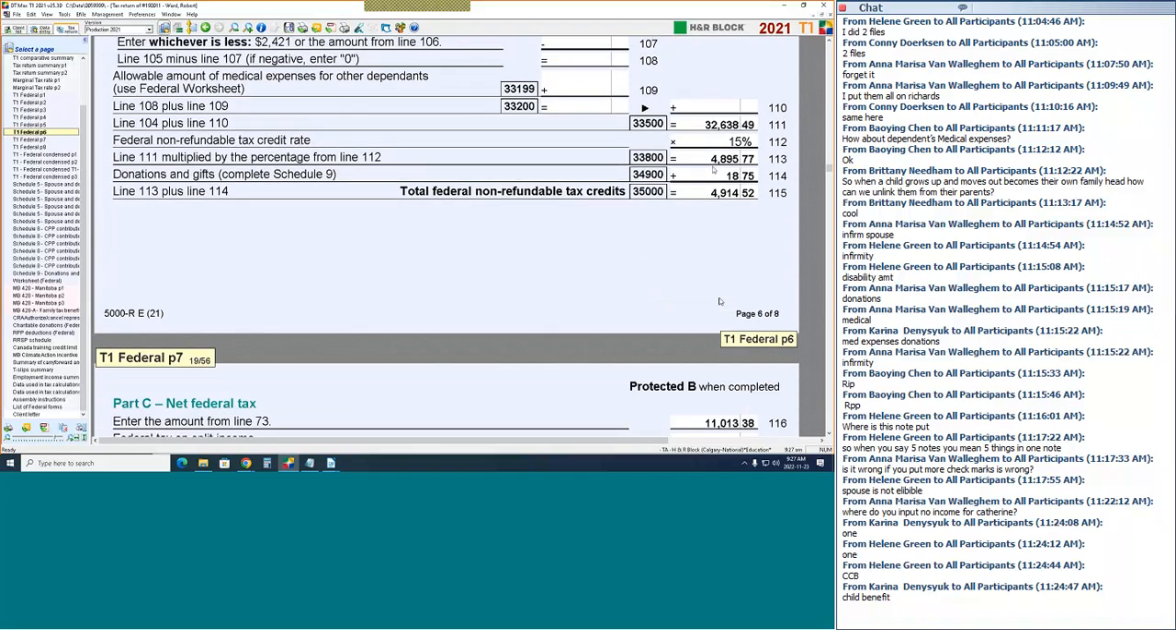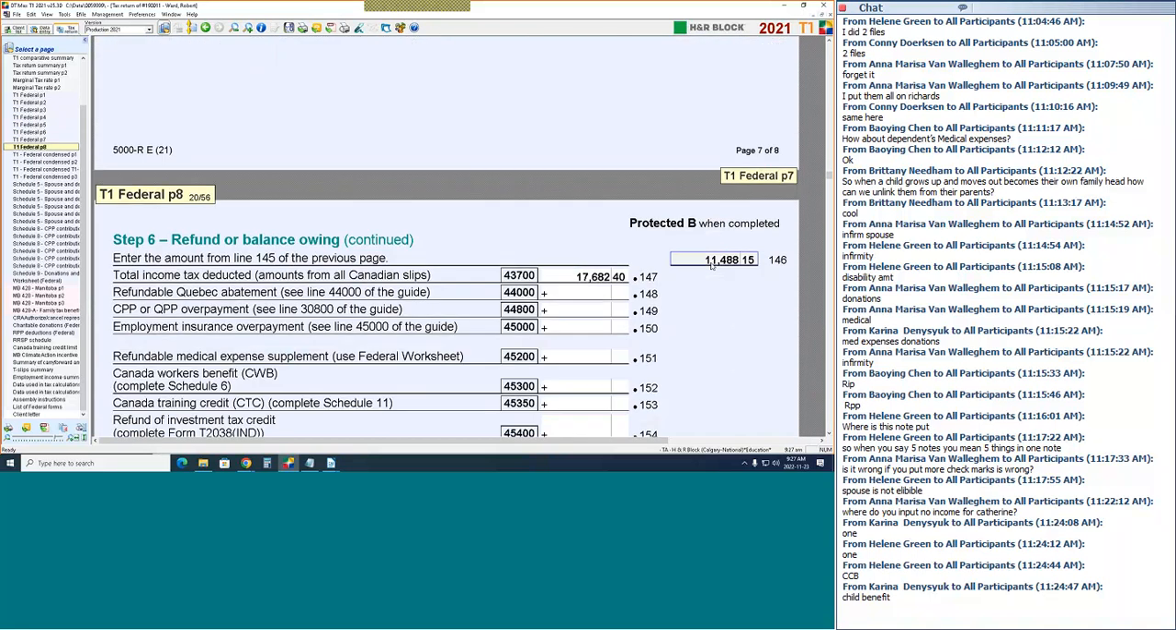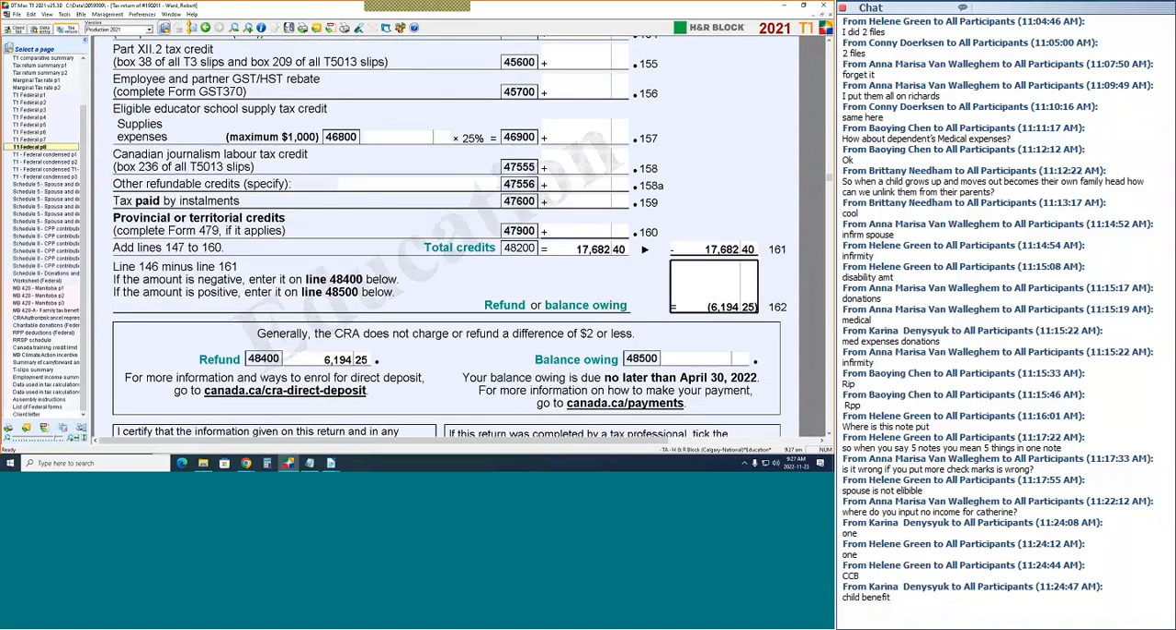And we have some donations. I'm going to put the donations in. And then at the very bottom, big refund. So my next question for you, what's the reason for the refund? So I want a list of everything that created an unexpected refund. Not everything that created a refund, but everything that created an unexpected refund.